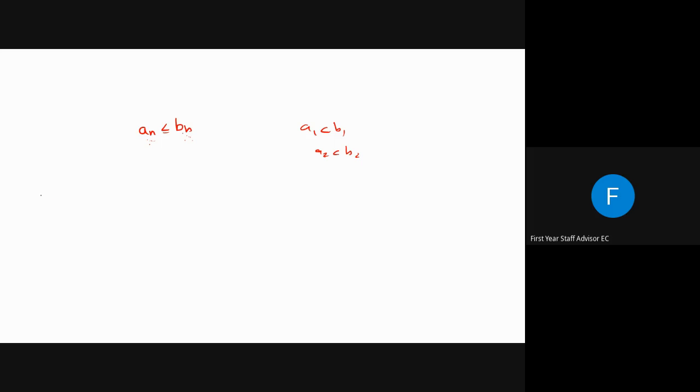For example, take a question. Examine the convergence of... simple section, this is the easy section. Examine the convergence of the summation k equal to 1 to infinity of 1 by 2k square plus k. Examine the convergence of this series.